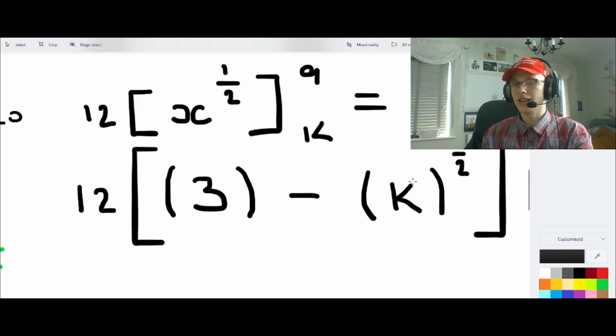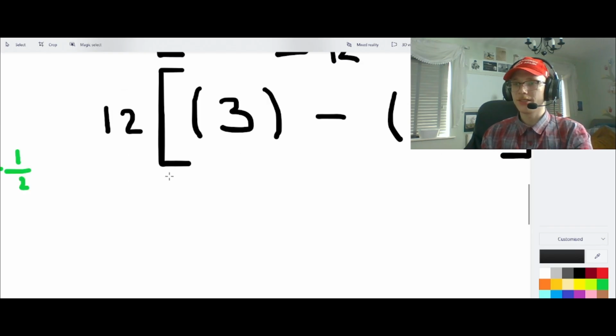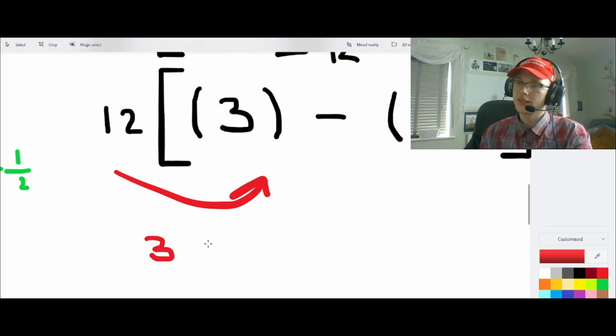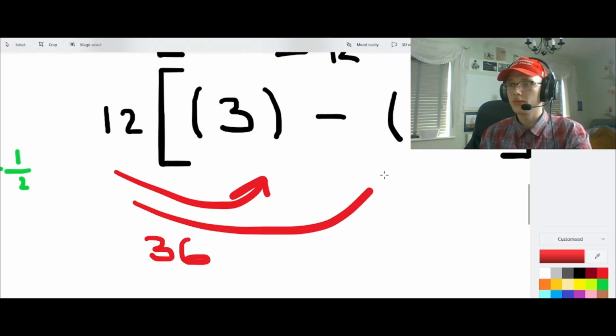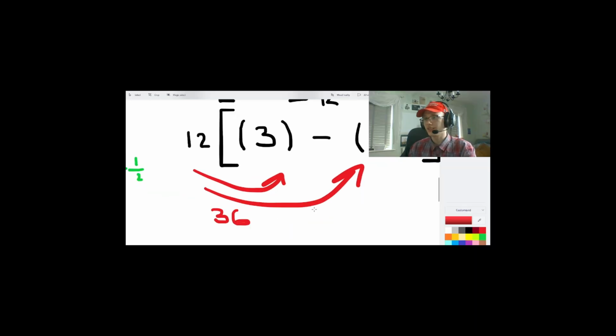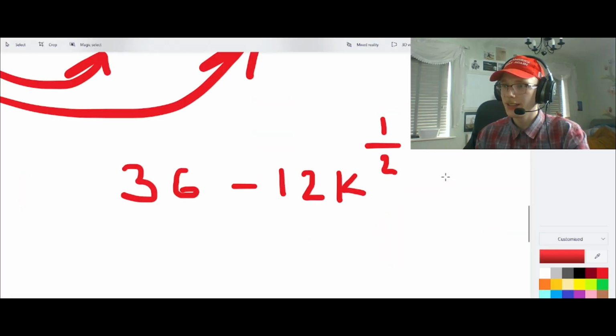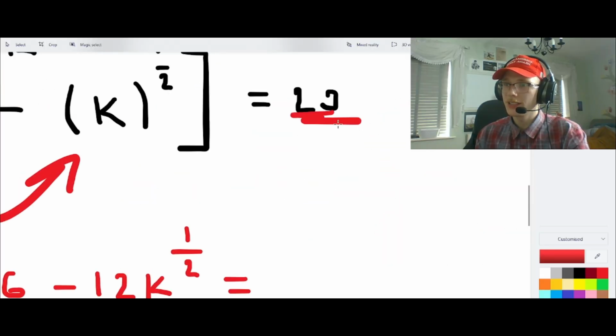Now the next thing we have to do is multiply this out. So multiplying this out, let's use our basic maths. 12 times 3 is 36, you say. Alright, 36 and 12 times k to the power of a half, 12k to the power of a half, but it's subtracted. So what I'm going to do is write this a little bit lower, minus 12k to the power of a half, and that's going to equal 20 as we put here.